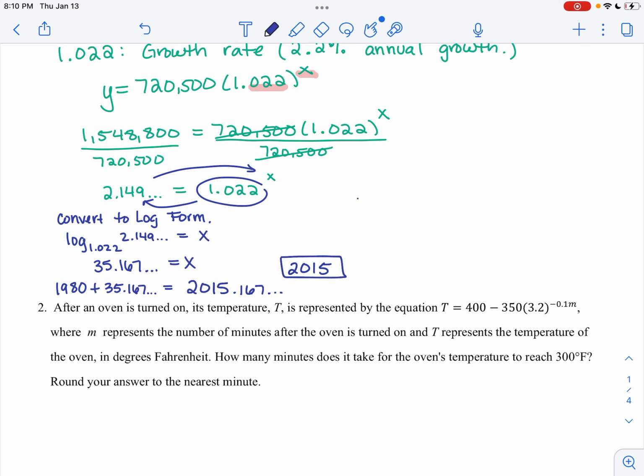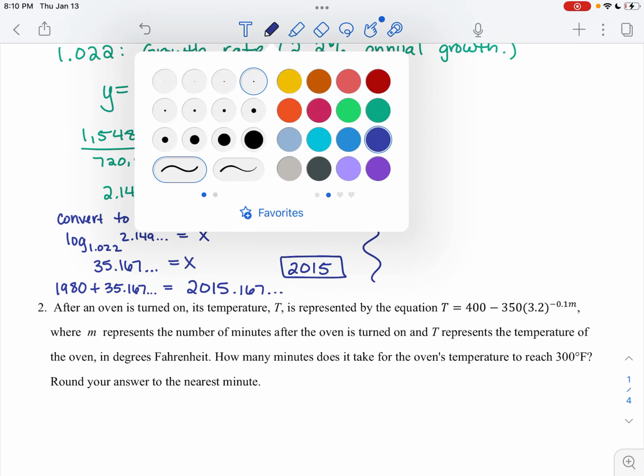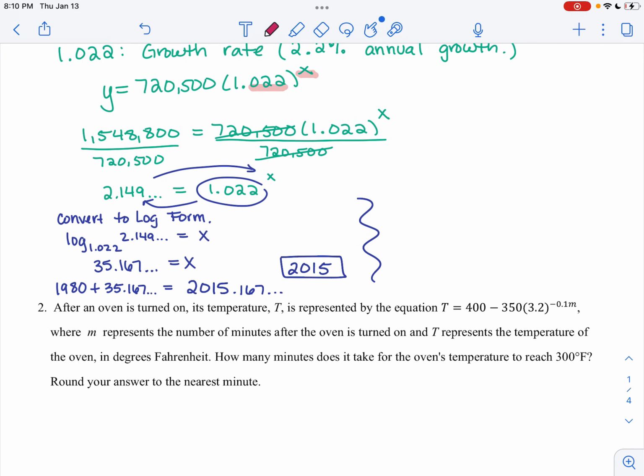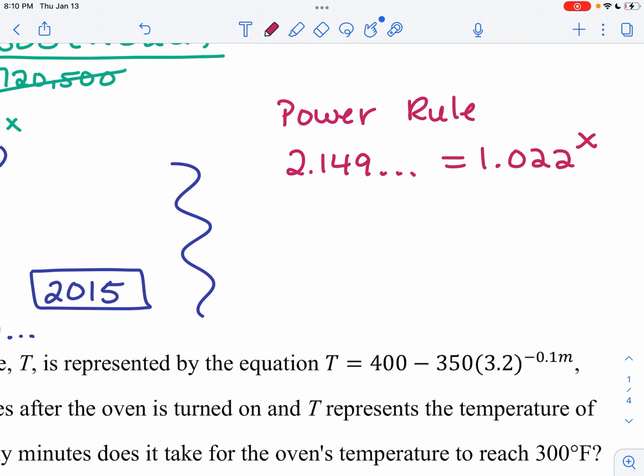Okay, now we can answer the same question, or at least get the same answer, with the power rule. I'm just going to show you both in this example, and then in the other questions we'll just choose one. So I'm going back to where we isolated the base of 1.022. If I'm going to use the power rule, that means I'm going to take the log of both sides.